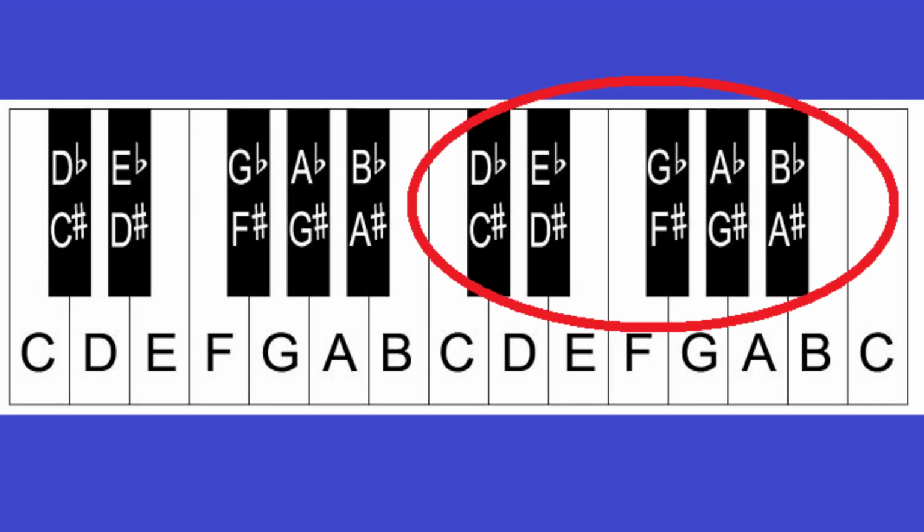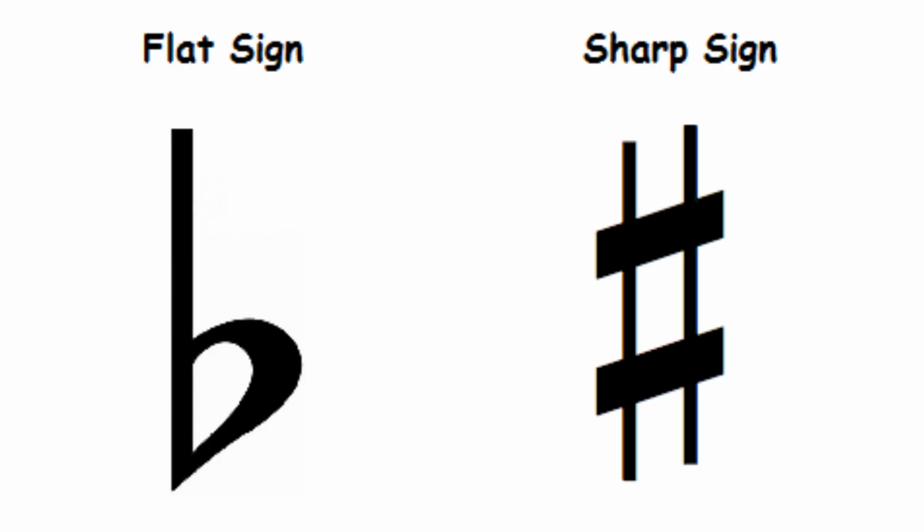How about the black keys? What are their names? Or to be more precise, what notes do they play? Like the white keys, the black keys are named after the first 7 letters of the alphabet, except for the fact that they can be either sharp or flat.